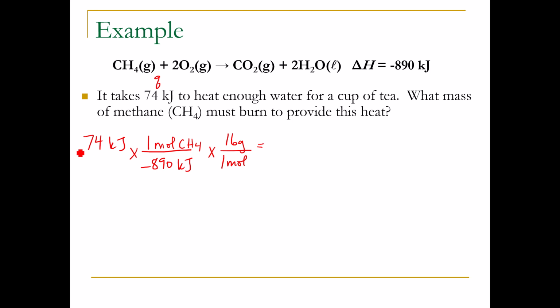Alright, I'm going to put a negative in front of the 74 because that is heat that is released from the system. And then the negatives will cancel out because of course mass is positive, 1.33 grams. Alright, so we can calculate heat that is changed. We can calculate Q from delta H. We can calculate mass or amount that we would have to burn or react in order to get a certain quantity or a certain amount of heat.